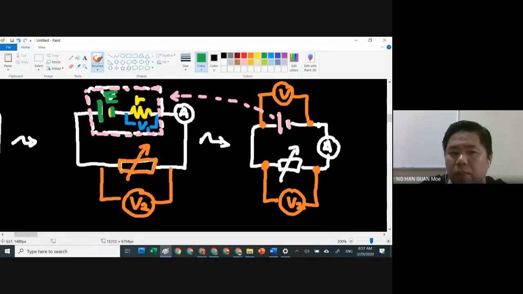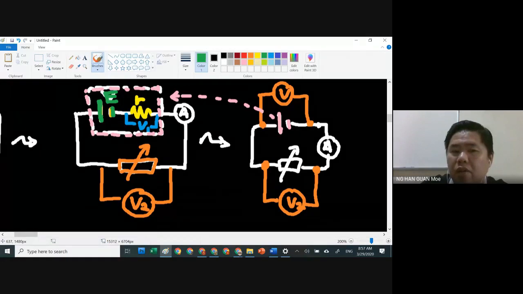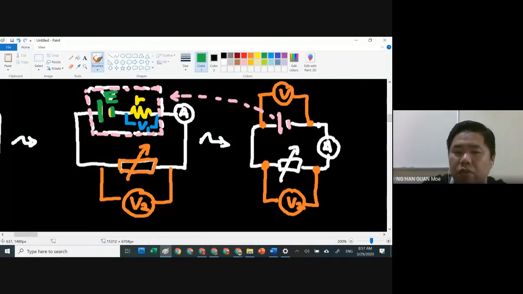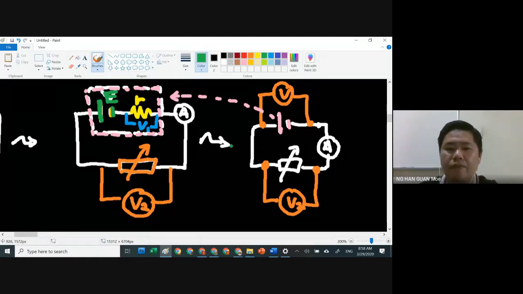So when the current of the circuit across a constant resistance is higher, the potential difference across it will be higher as well, according to Ohm's law. Right? So when the current is higher, V1 is higher. So with higher V1, E minus V1 equals V2. That's why the V2 will be lower when we conducted this result.